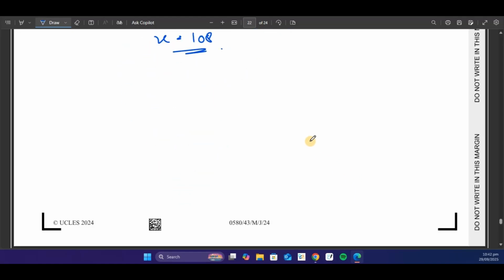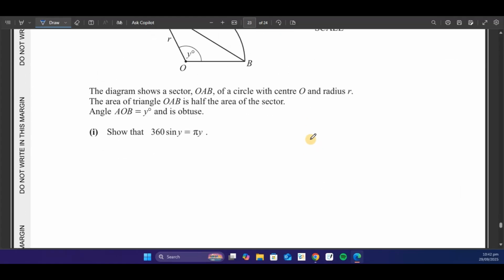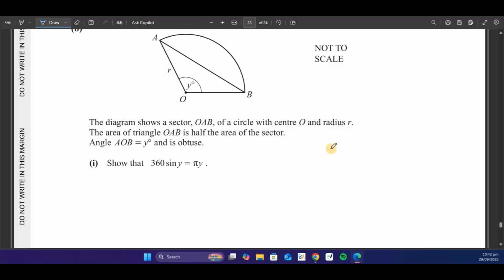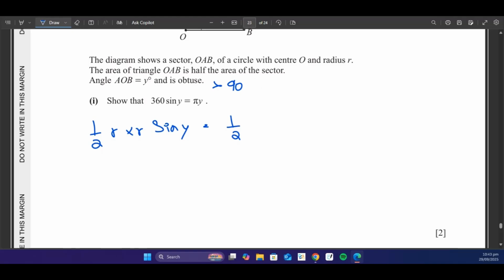Perfect. Part B. The diagram shows a sector OAB of a circle with center O and radius r. The area of the triangle OAB is half the area of the sector. Angle AOB is equal to y and is obtuse, meaning it is greater than 90. Okay, so we're going to say 1 over 2 r^2 sine y equals 1 over 2, multiplied by y over 360, which is the sector, into pi r^2.